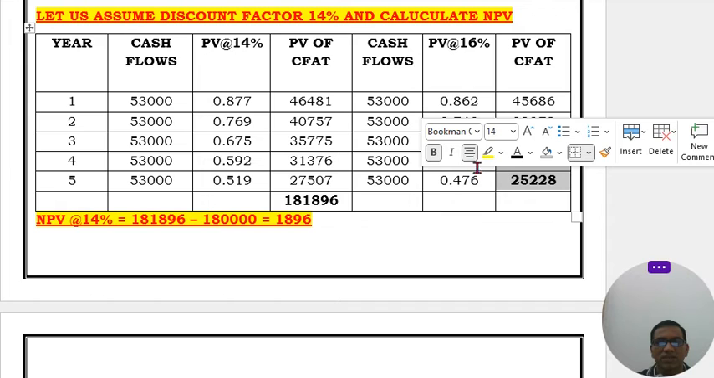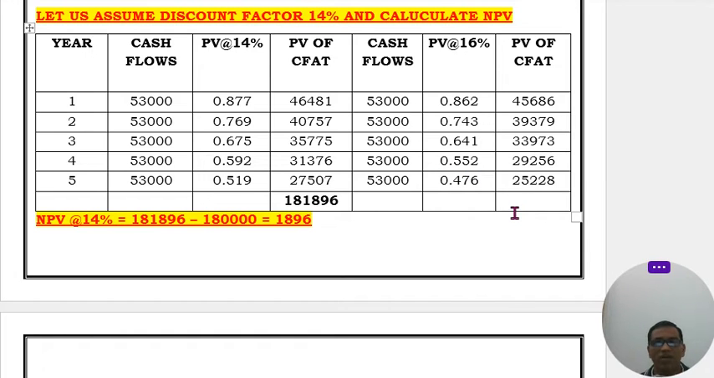So now what is the total of PV of CFAT? 45,686 plus 39,379 plus 33,973 plus 29,256 plus 25,228, that is 173,522.